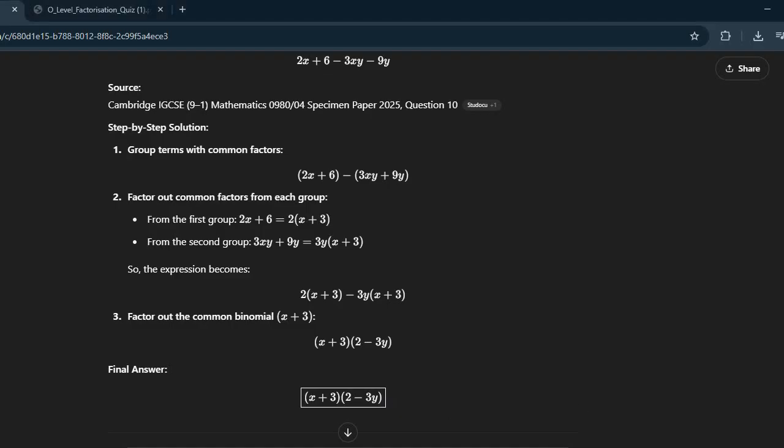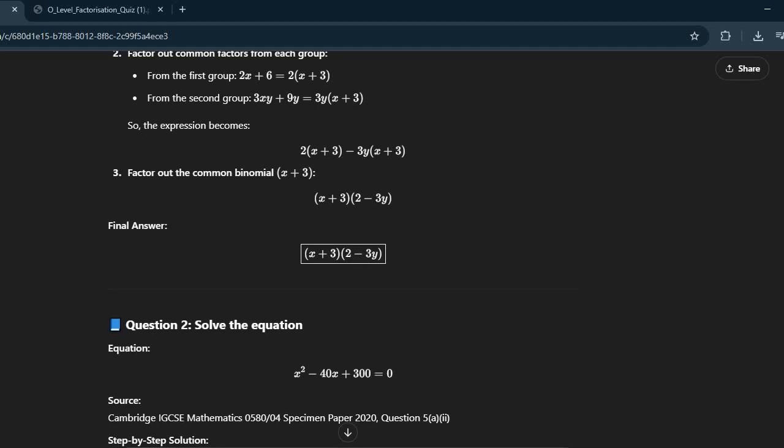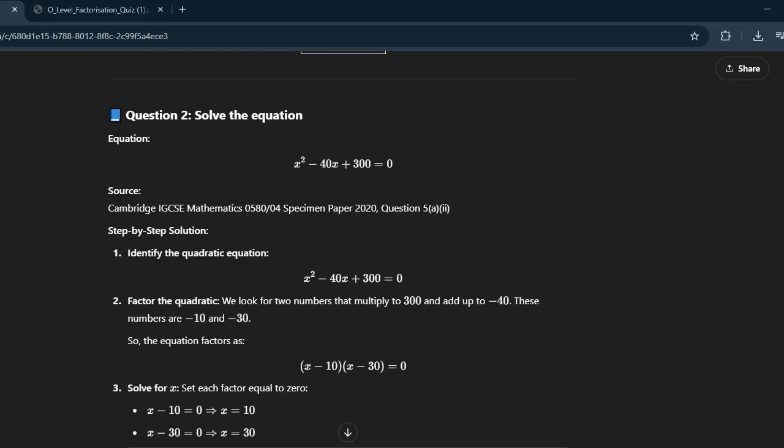Now the next question is again from your GCE levels, and this is question 2, but it is not question 2. It is Cambridge mathematics, 2020, question 5, part A, second. Now let me solve it. First of all, you have to identify this question. This is your question, x squared minus 40x plus 3. Now again the rule is the same.